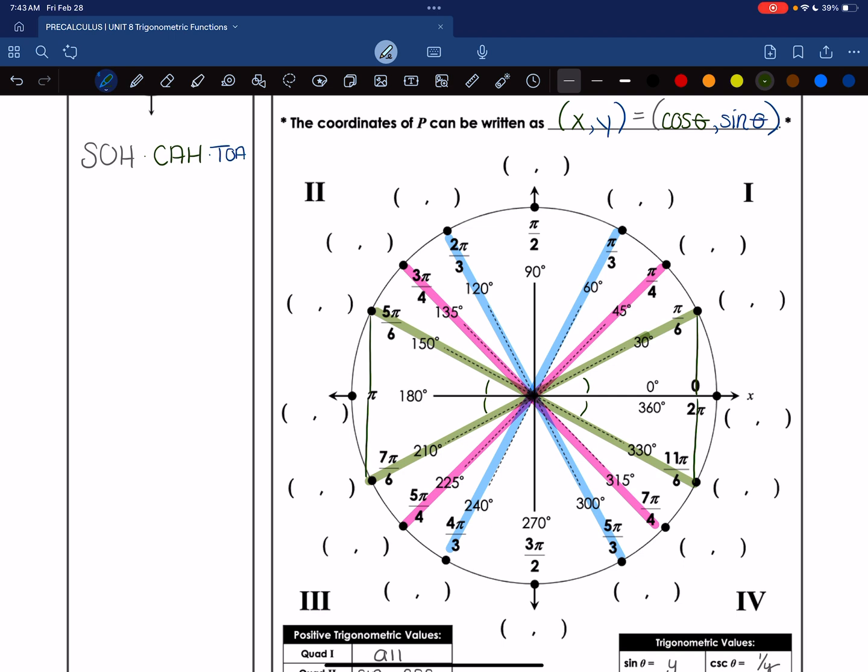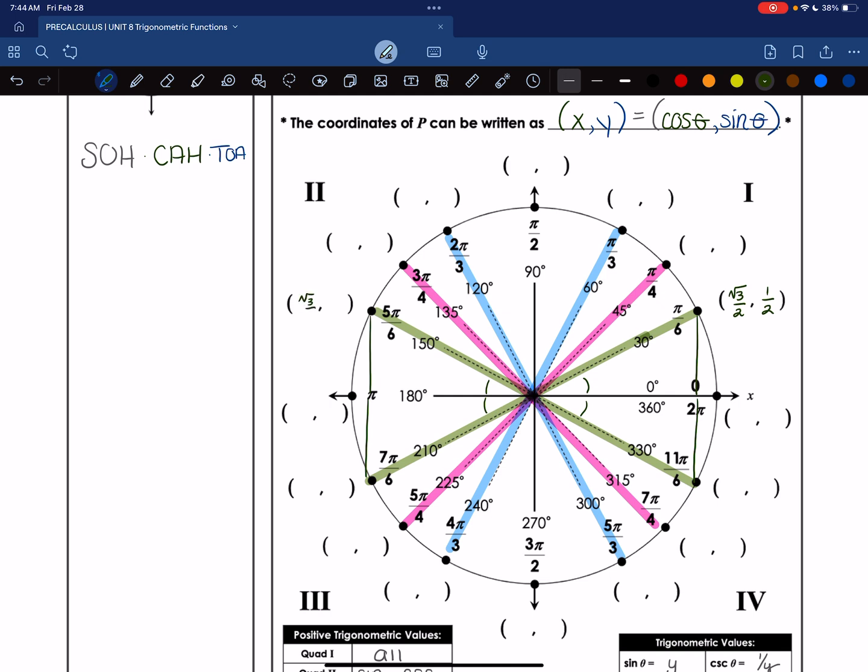So check this out with me. You all recall that for a 30-degree angle, the cosine is going to be square root of 3 over 2, and sine is 1 over 2. Now that is going to be the same for all of those triangles or angles that I've marked in green, because they all are actually the same reference angle. They're just located in different quadrants.